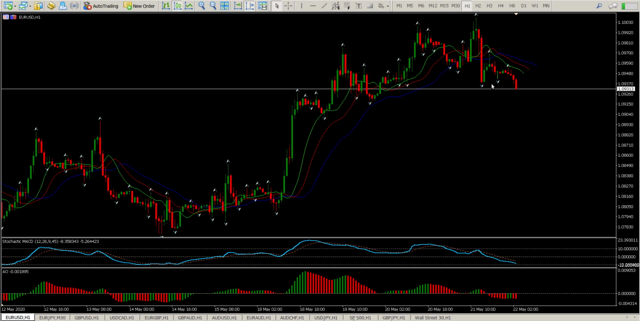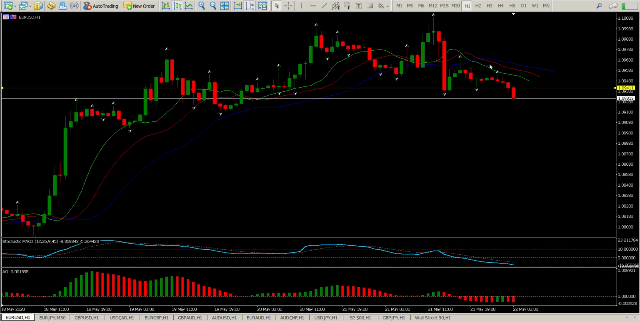You can see we have closed below this fractal here. Let me just put a level in here. Over there, we've closed below the fractal, so that was a valid entry. It still is a valid entry. You want to see price come back to it, test that area. So let me just zoom in here because there's two areas you need to pay attention to. So there's that little pin bar there, okay, and then that fractal level.